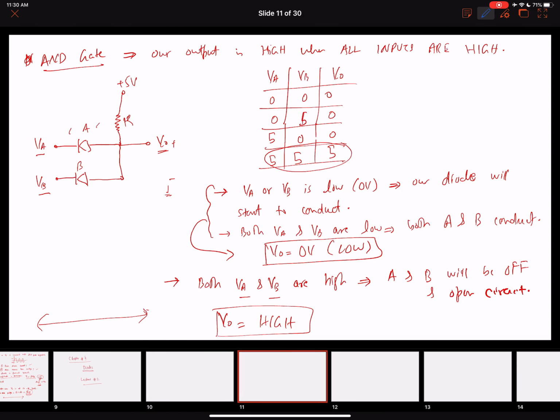For the AND gate, we saw that if we draw the circuit in this way, this is going to behave as an AND circuit, and if any of these inputs are low, that diode will start to conduct. You can note that the diode is connected in the opposite polarity now. When this happens, the output will be low. The only way the output will be high is when both inputs are high. When both inputs are high, because of the polarity of the diode, both diodes become reverse biased in open circuit, so our output will become high.